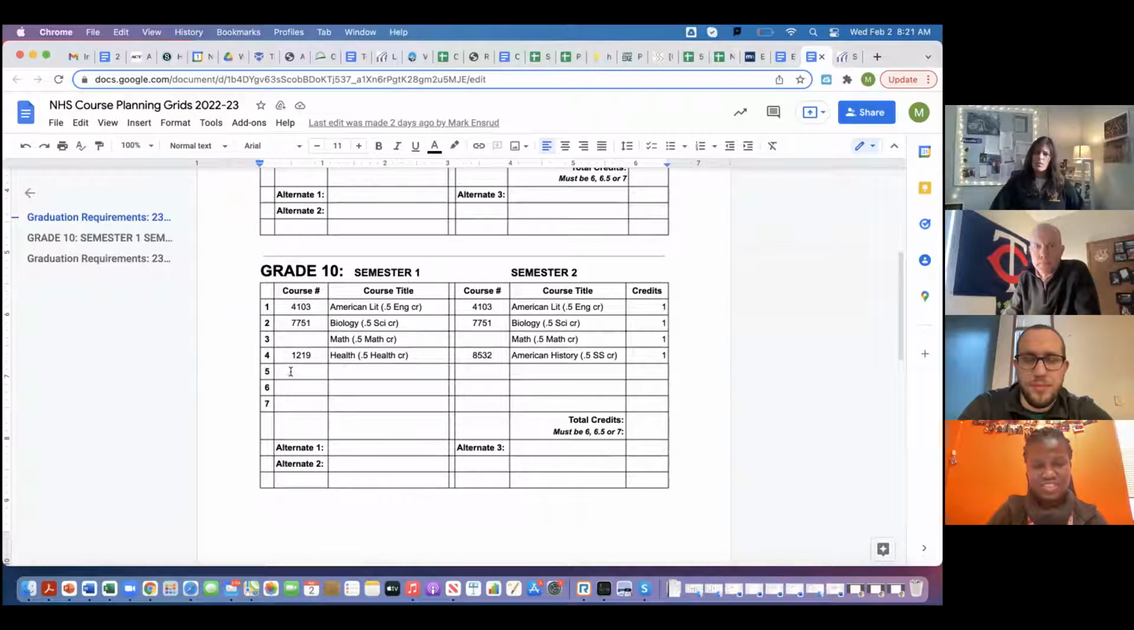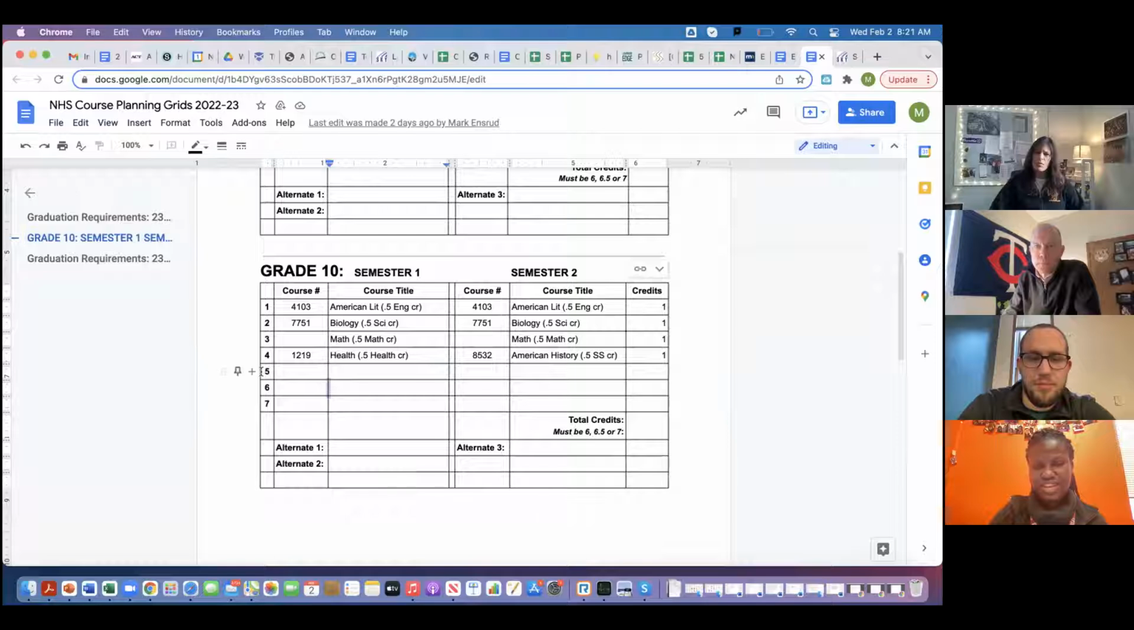Now, as you can see, there's plenty left down here. So slots 5 and 6 will be filled in by electives. Remember, you're required to sign up for 6 classes per semester. So that could be 6 classes plus a study hall, or if you'd like, you can sign up for 7 classes per semester. When you sign up for classes, if you would like a study hall, just sign up for 6 credits and the study hall will be filled in for you later on.